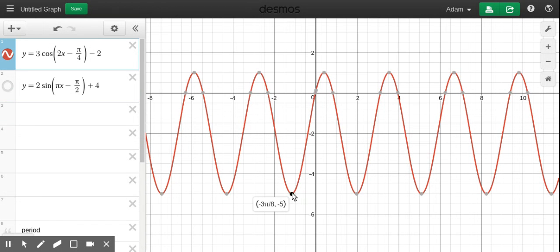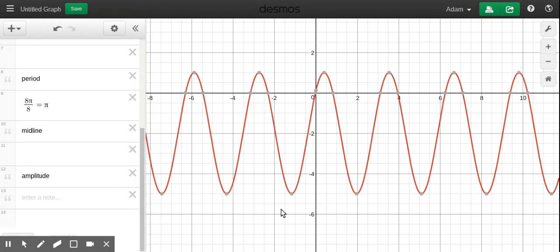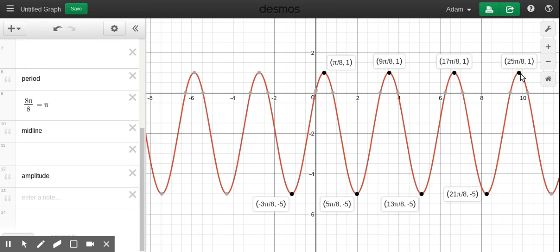And so looking back here, obviously we have negative 3 pi over 8 and 5 pi over 8. The difference between them is 8 pi over 8, or 1 pi. Another 8 pi over 8, which is 1 pi. Another 8 pi over 8, which is 1 pi. Even up here, we knew that was 8 pi over 8. There's another 8 pi over 8, and so on. So every 1 pi units, this function will start its cycle over again.